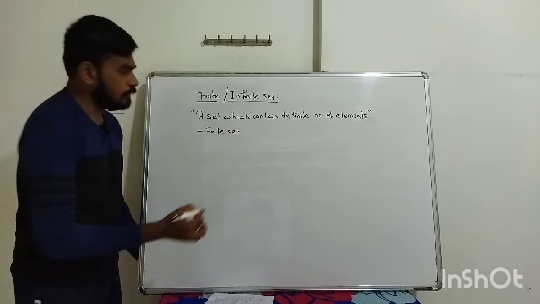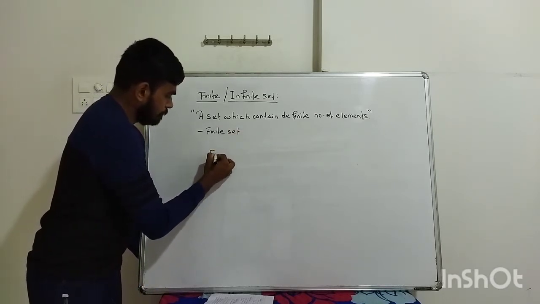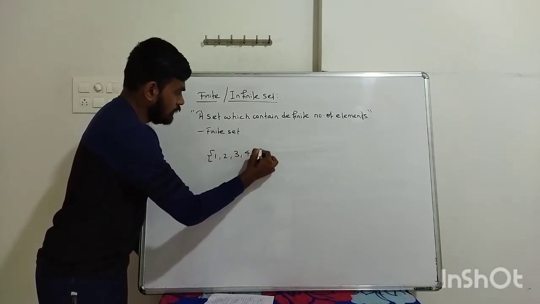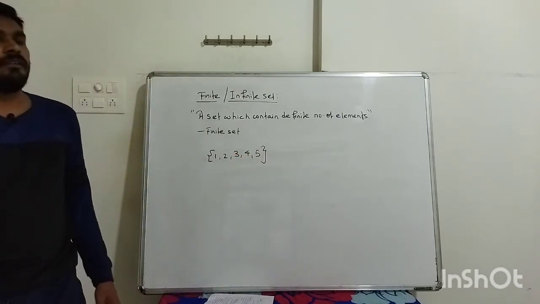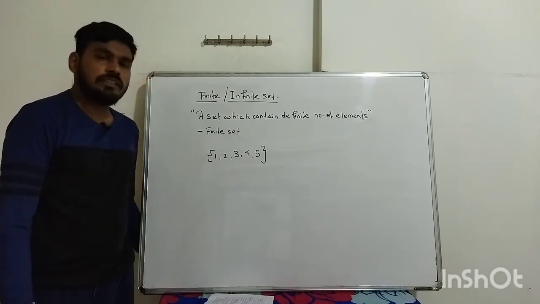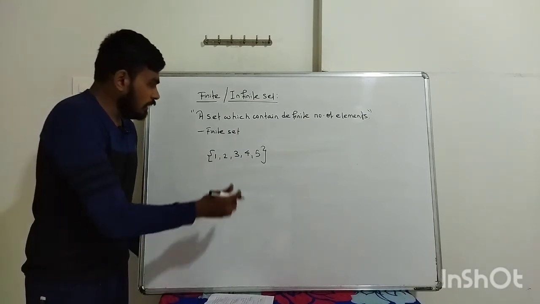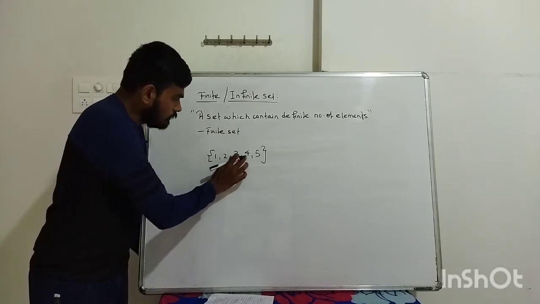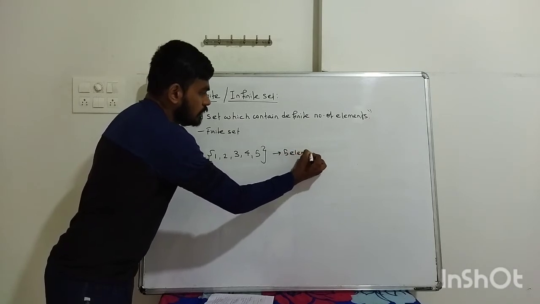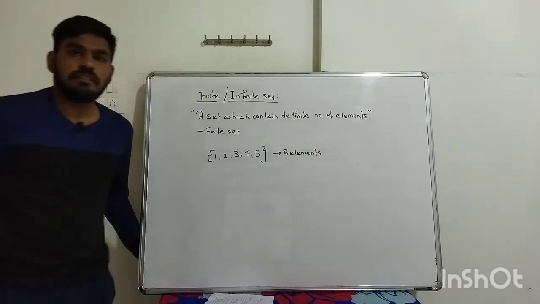For example, 1, 2, 3, 4, 5. Now, in this set, how many elements are there? We can clearly tell that there are 5 elements: 1, 2, 3, 4, 5. So 5 elements. So this is a finite set.